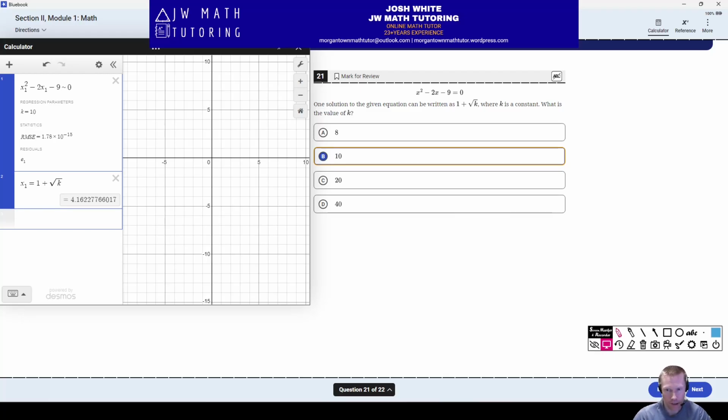So what's happening here is I'm doing a regression statement. I'm saying x squared minus 2x minus 9, I'm regressing that to equal 0. And I'm also telling it that x1 is equal to 1 plus root k. So Desmos is basically being told: what is the value of k such that when you take 1 plus root k and plug it into this equation and force this equation to equal 0, what value of k makes it true? That's how you solve these quadratic type of ones, and the correct answer is 10.